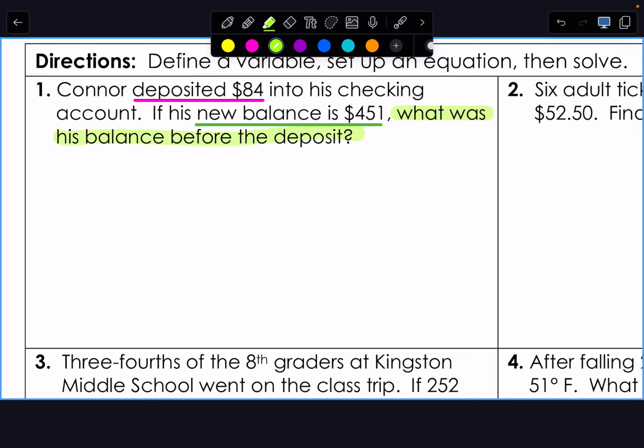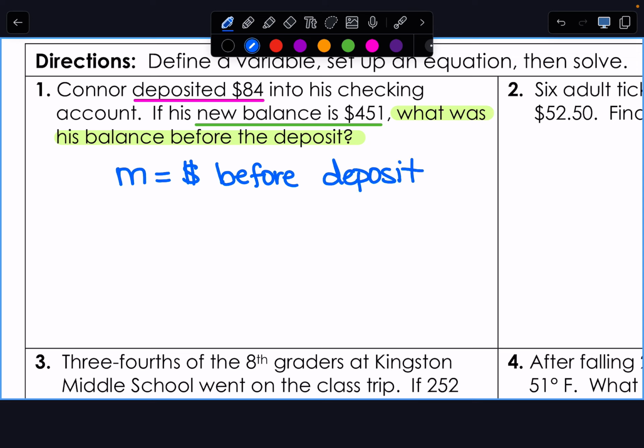What was his balance before the deposit? So that question is telling us this is what you need to solve for. Now we can choose any variable we want to. Do you have a particular letter you would like to use? M. M for money? So M is going to represent the amount of money before our deposit. So number 1, I'm looking for you to write down what your variable means.